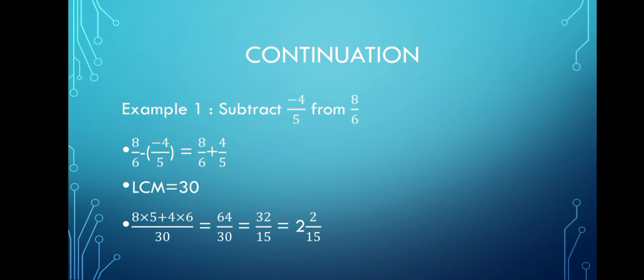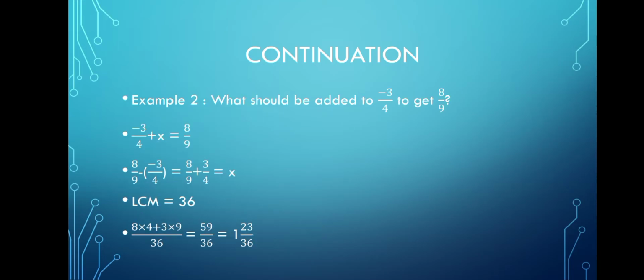8 by 6 into 5 is 40 by 30. And 4 by 5 into 6 is equal to 24 by 30. So 8 into 5 is 40, 4 into 6 is 24, and the denominator is 30. So 64 by 30 is equal to 32 by 15 is equal to 2 2 by 15 after converting into mixed fraction and also after simplification.